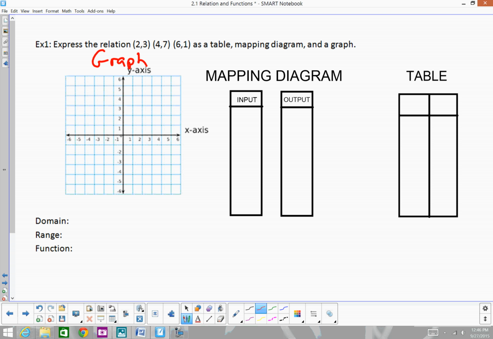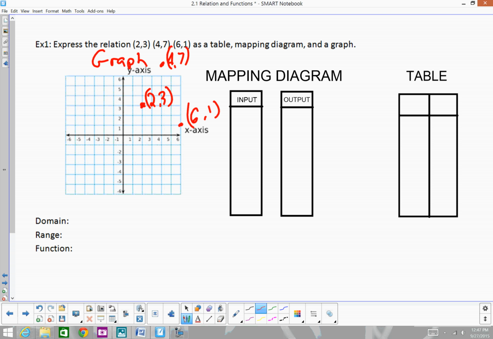My first ordered pair, the first coordinate is going to be 2, so I'm going to go right 2, up 3. So that's 2 comma 3. Then I'm going to go 4, 7. Slightly off the grid here, 4 comma 7. And then I'm going to go 6, 1, which is right there, 6 comma 1. Good. Now I'm going to represent that information looking at a mapping diagram.